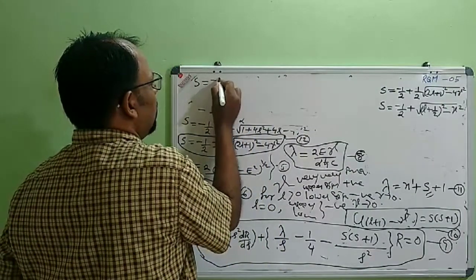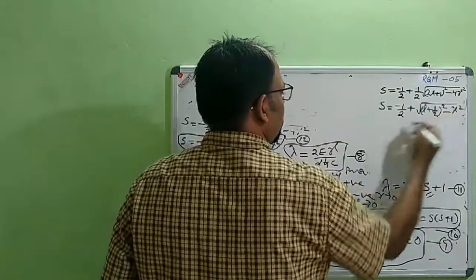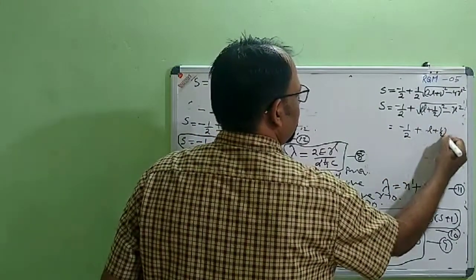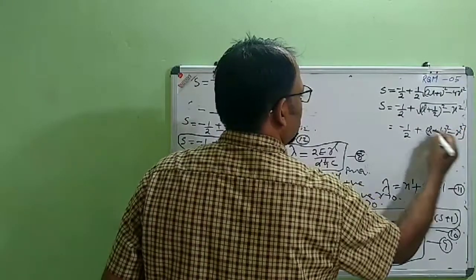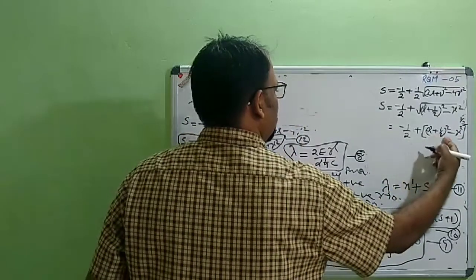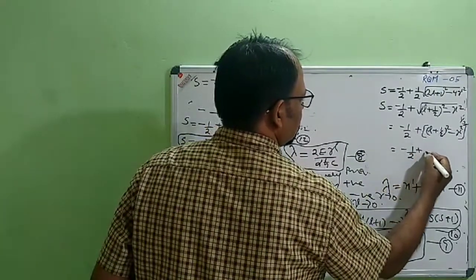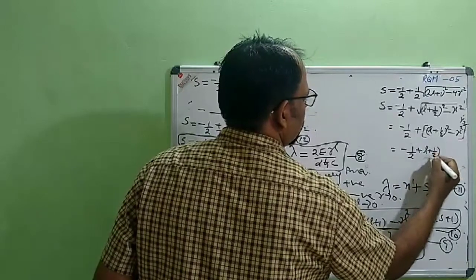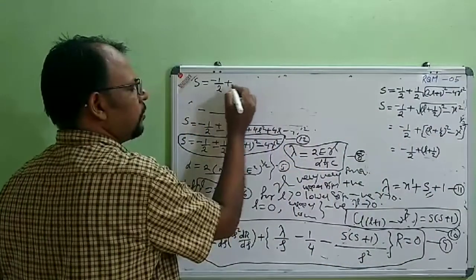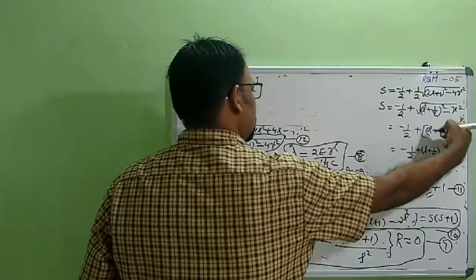So we can write the value of s as s is equal to minus 1 by 2 plus L plus 1 by 2 the whole square minus gamma square, the whole raised to 1 by 2. From these terms I am taking L plus 1 by 2 common. So I can write it as minus 1 by 2 plus L plus 1 by 2 whole square, and when I take it outside, raised to 1 by 2, it is taken outside the square root.